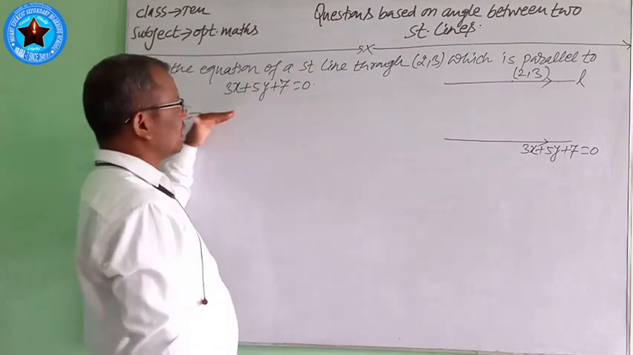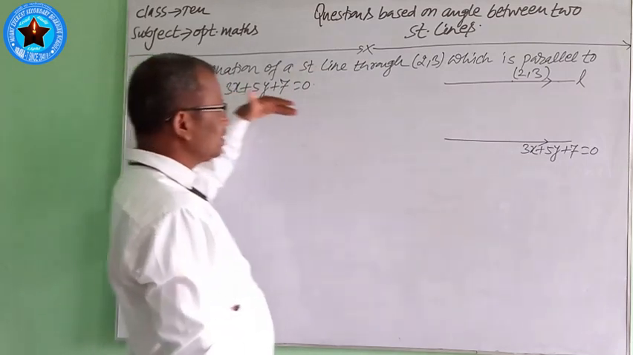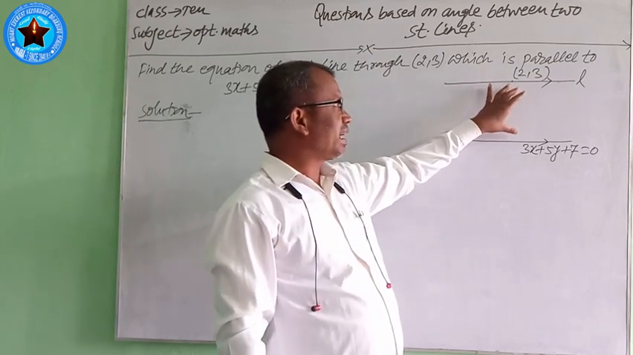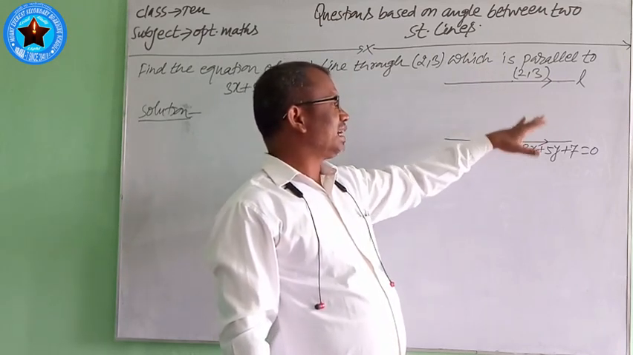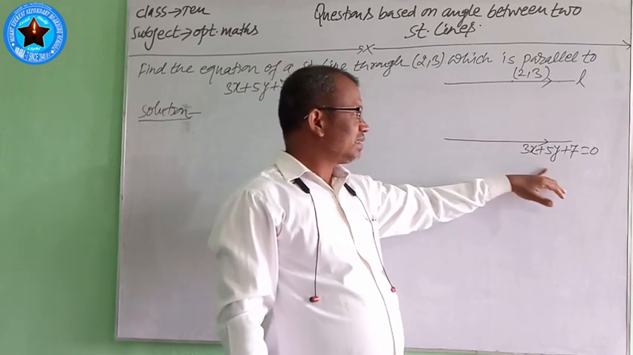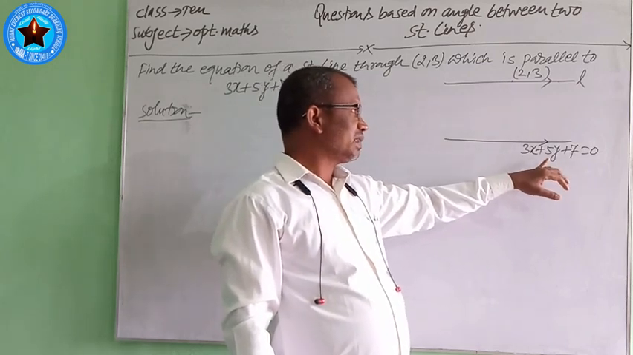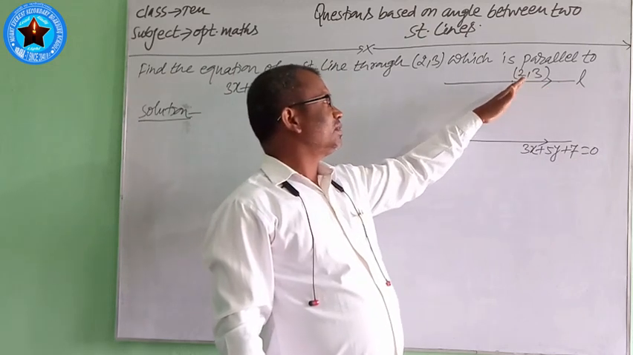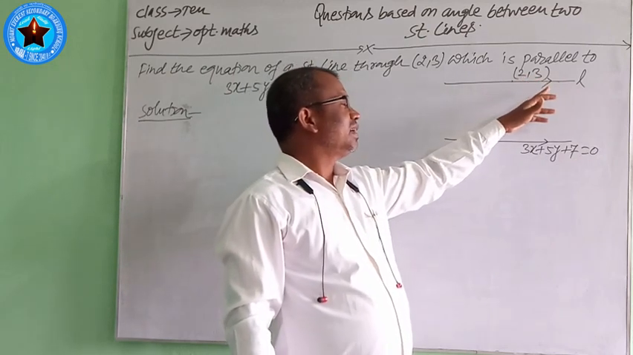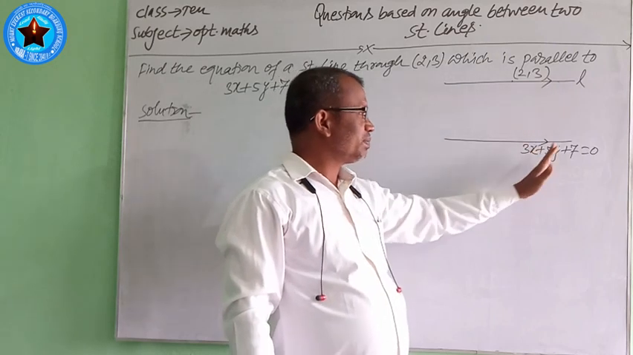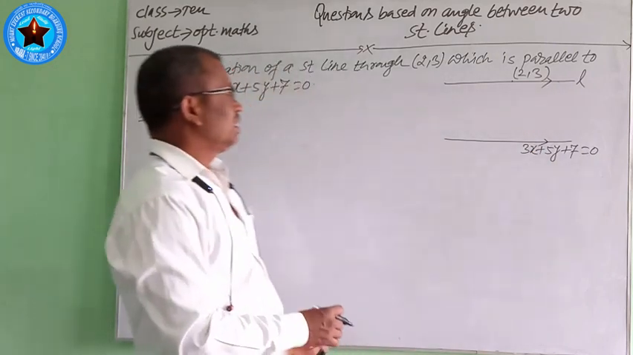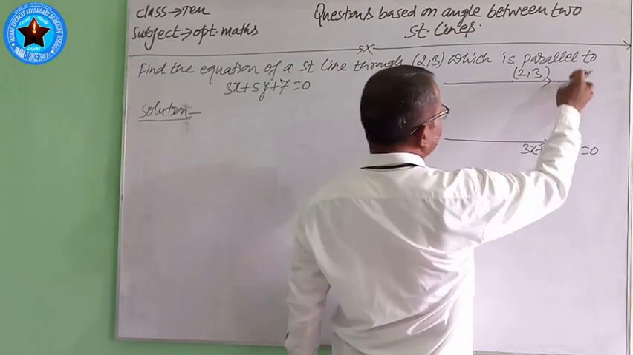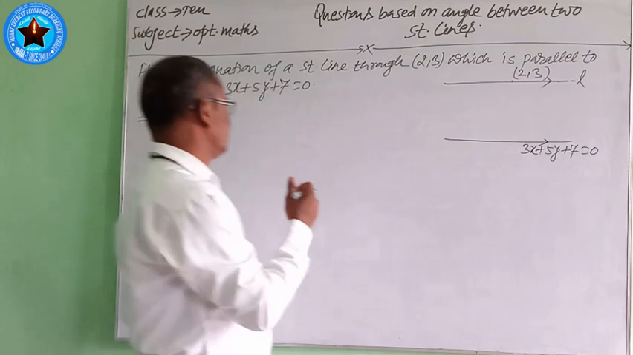According to the statement given in the question, I have displayed the question diagrammatically. In this diagram you can see a straight line 3x plus 5y plus 7 equals 0, and another straight line L which is passing through point (2, 3) and is parallel to 3x plus 5y plus 7 equals 0. Now we have to find the equation of this straight line L.